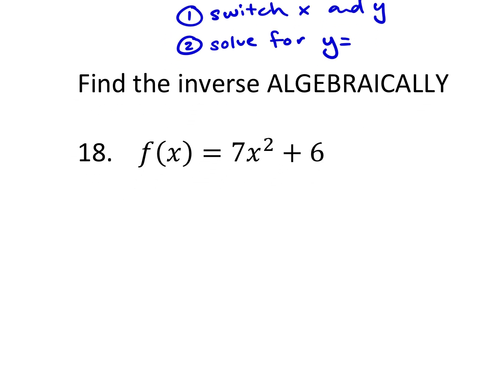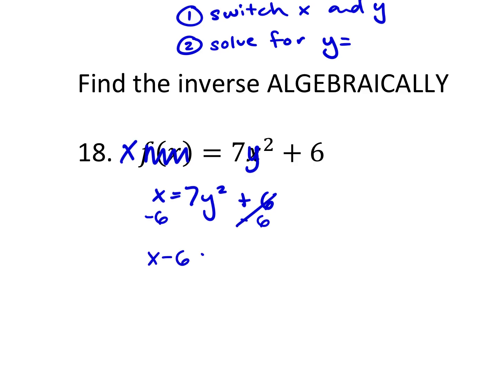So let's switch the x and y. F of x is just a fancy way of saying y. So that's going to become our x, and x is going to become y. So we have x equals 7y squared plus 6. So switch the x and y first. Then solve for y. Rearrange the right side. What would we do first to get y all by itself? Subtract 6.